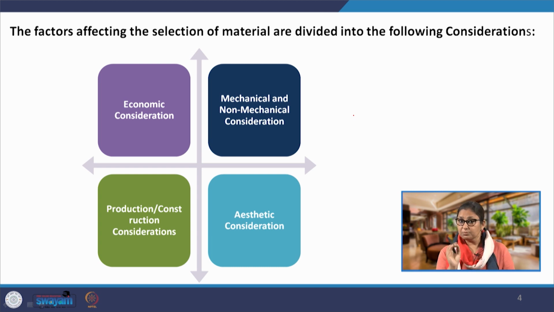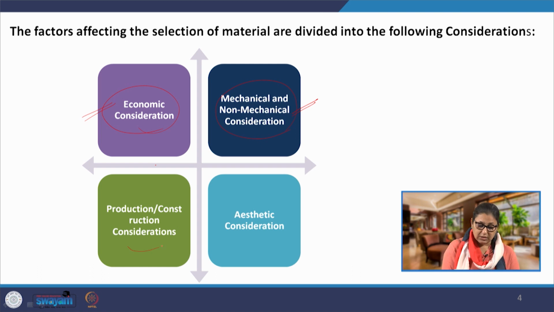The most important is the mechanical and non-mechanical considerations. We will come to the details of what all are those factors exactly, but these are the primary factors for selection. And then we also have the economic consideration. There are not too many factors which go into economic consideration. We will look at those factors also. So, primarily these two often drive the selection of materials. Which material to select? We are mainly looking at these two.